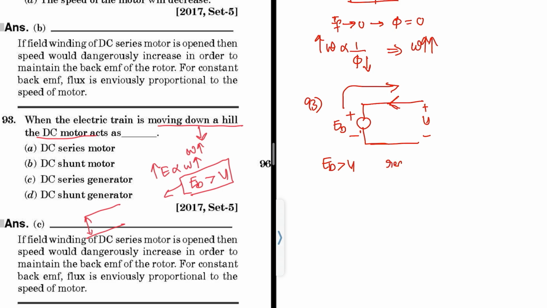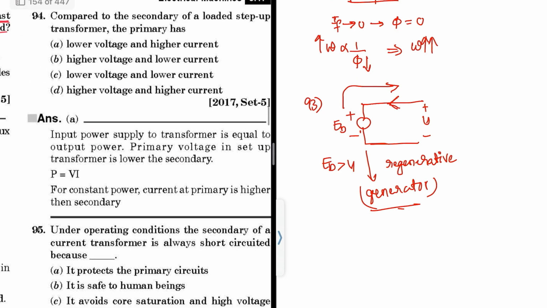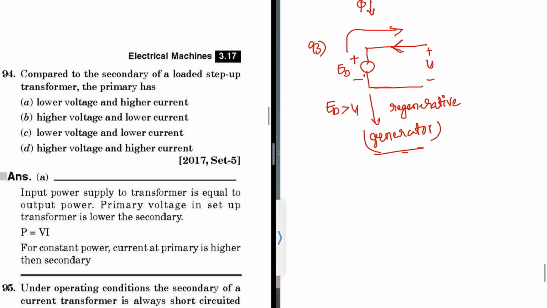This is called regenerative braking. This is the regenerative braking condition. Now the motor is supplying power back to the source, so it is acting as a generator. Generally we use a DC series motor in traction, so the DC series motor becomes a DC series generator. Okay, coming to the next question, 94.